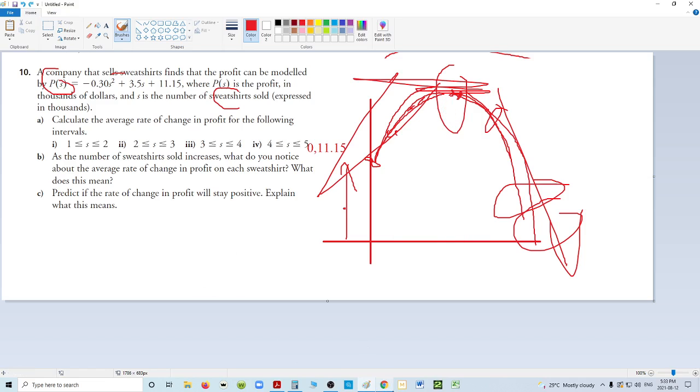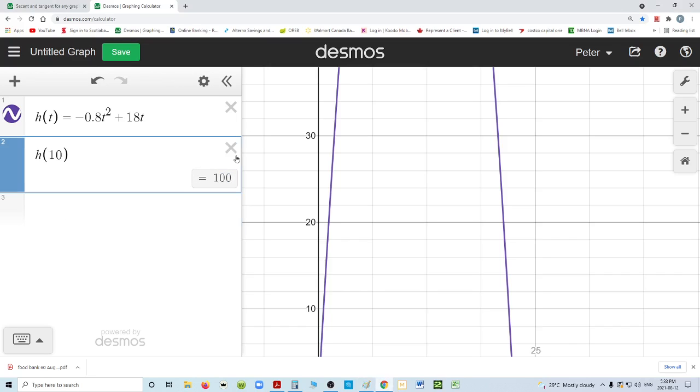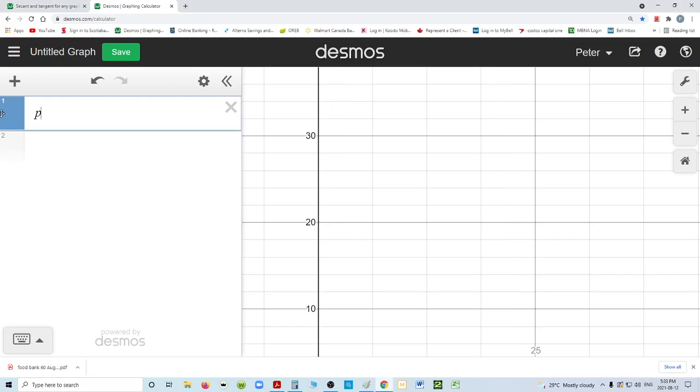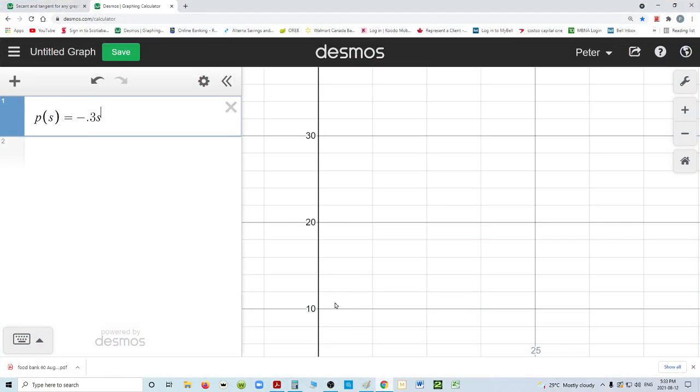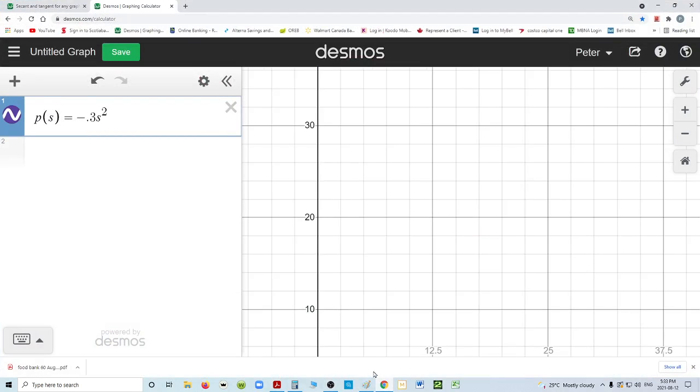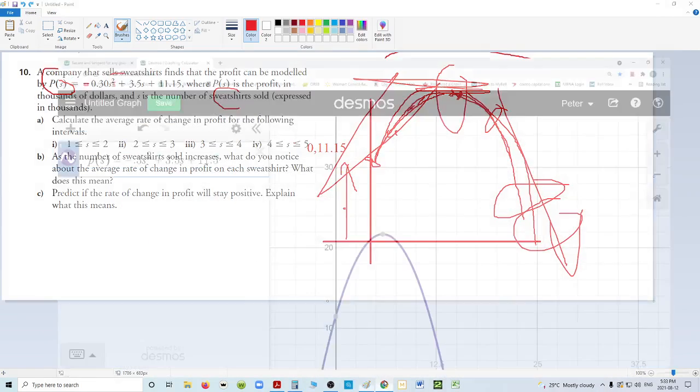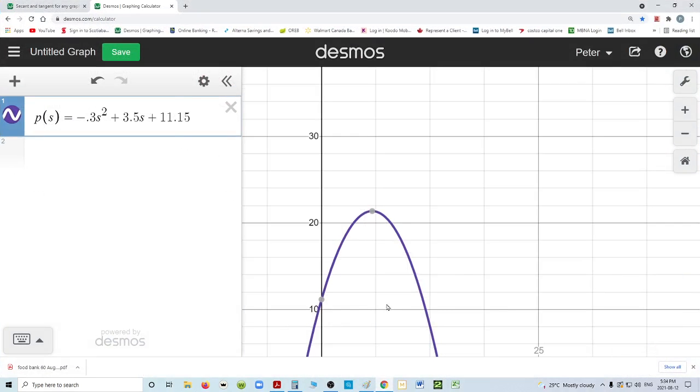Let's make our lives a little easier and put it into Desmos. We'll call it profit based on S, the number of t-shirts, is equal to negative 0.3 S squared plus 3.5 S plus 11.5, was it? Just to get an idea of what this graph, 11.15. Just to get a look at what this graph looks like. And sure enough, we wouldn't care about anything below 0.